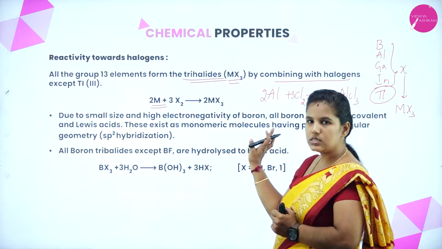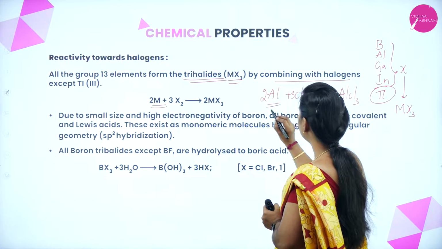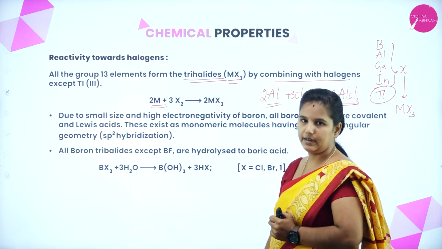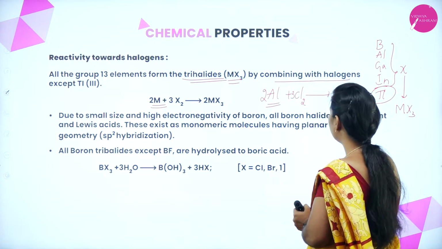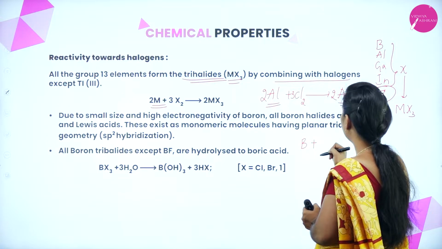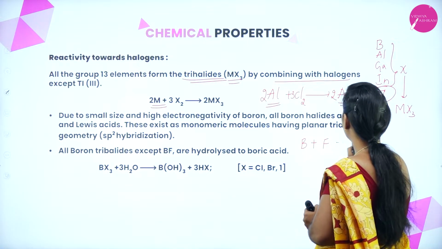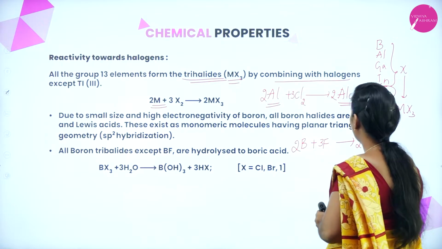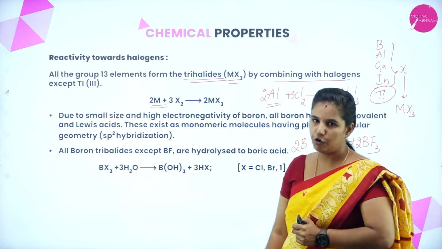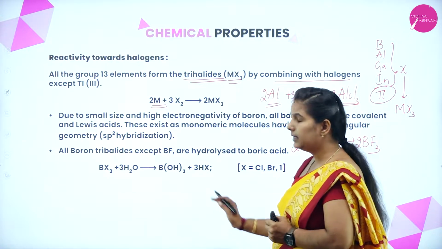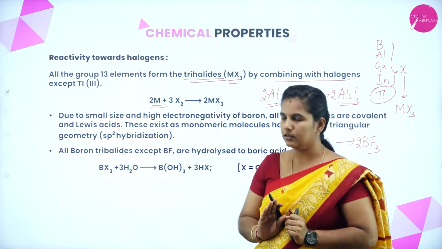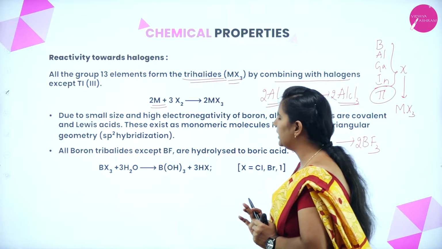So this is how group 13 elements, when they react with a halogen, form a trihalide. You can take one more example by taking boron itself. You can go with fluorine. So it forms BF3. Boron trifluoride will be formed. This indicates that when it reacts with a halogen, it forms a trihalide. The product will be trihalide in nature.